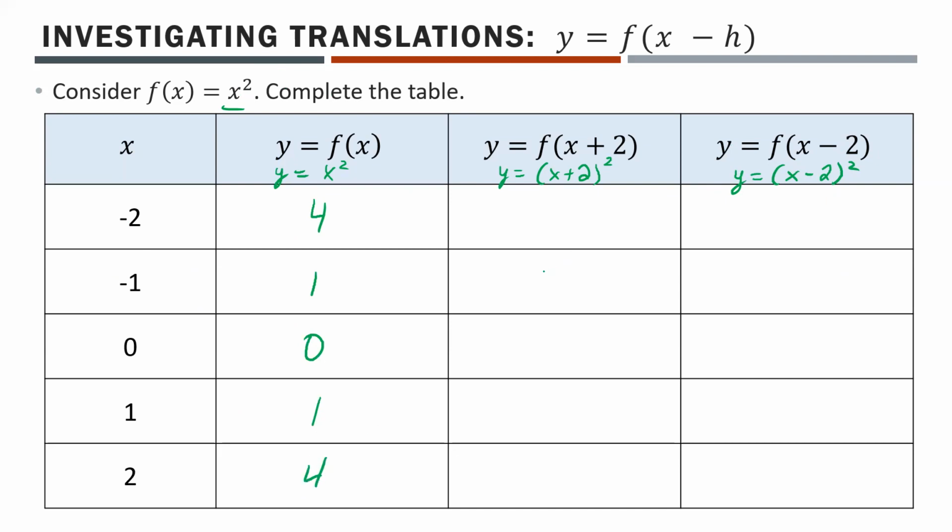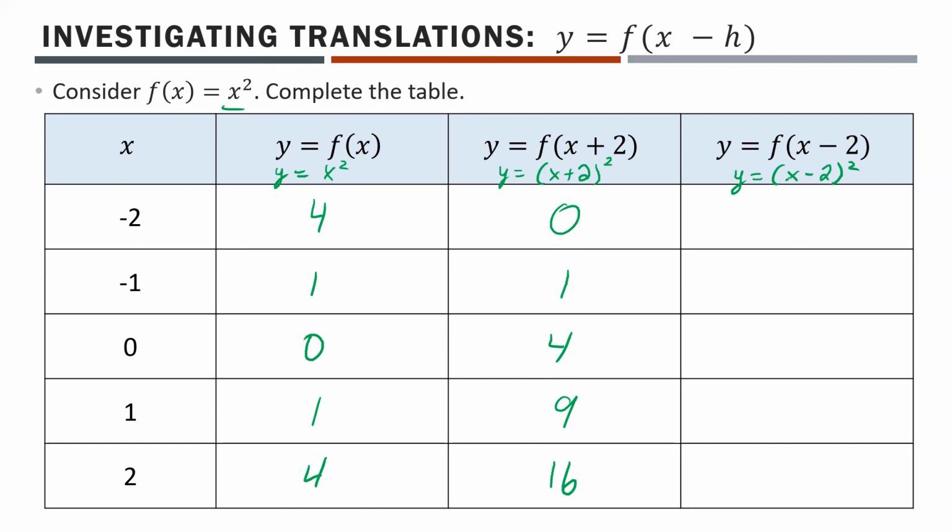As for this next column, it gets a little weirder. Negative 2 is our x, so we have to say negative 2 plus 2 and then squared. Well, negative 2 plus 2 is 0. 0 squared is 0. Now let's do negative 1. Negative 1 plus 2, well, that's 1. 1 squared is 1. What about this one? 0. 0 plus 2 is 2. 2 squared is 4. 1, if we plug that in there, 1 plus 2 is 3. 3 squared is 9. And then 2. 2 plus 2 is 4. 4 squared is 16. Whew, that was pretty speedy.